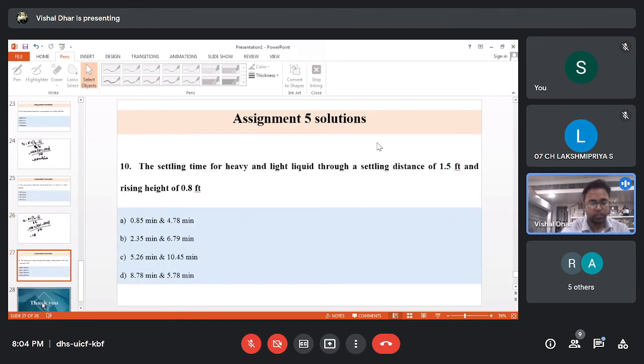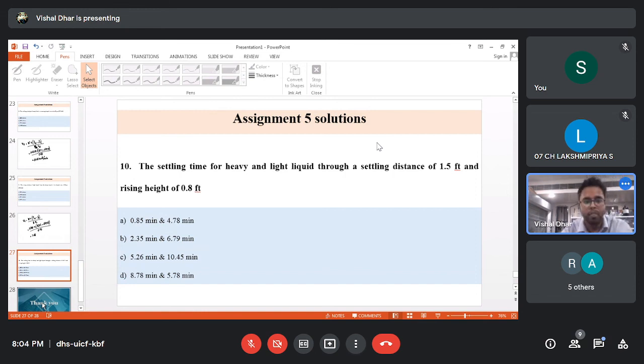Okay, so here we come to the last question. The settling time for heavy and light liquid through a settling distance of 1.5 feet and rising height of 0.8 feet. See, all these numericals that we did today are very important for your exam. So try doing these numericals again at home, because you will be getting similar numericals during your exams.